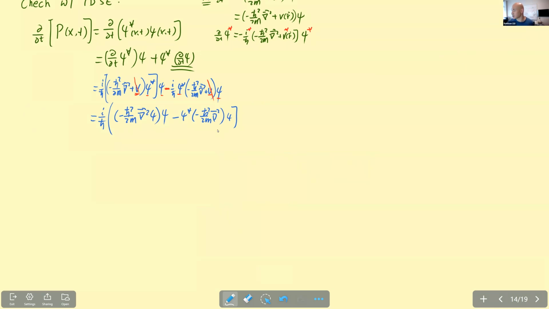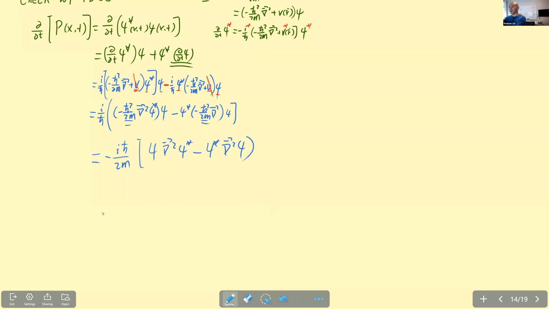Let's do a little bit of simplification. Okay, put these factors outside. So that will be minus, there will be i, there will be h bar, there will be 2m. What's inside is cosine. Right, so that's a little bit more straightforward.